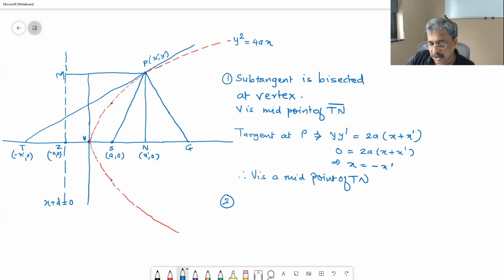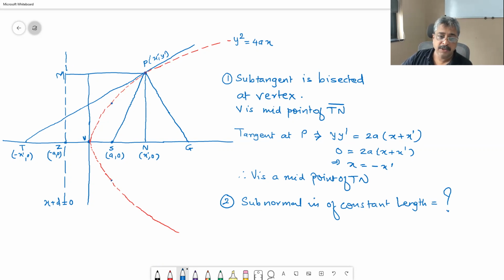Second, subnormal is of constant length. Subnormal is NG. Find out the length of the subnormal.